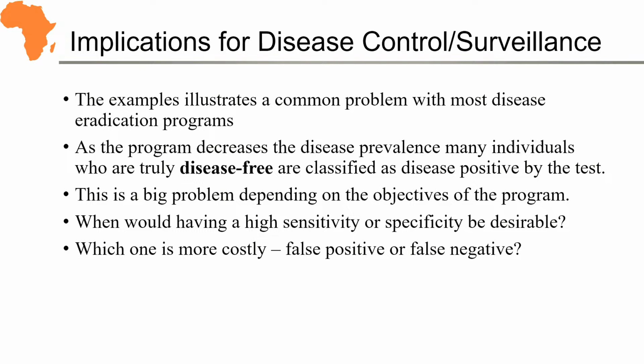The implications for surveillance basically means, number one, as the program decreases the disease prevalence, many individuals who are truly disease-free are classified as disease-positive by the test. So that is the increase in the number of false positives. This is a big problem depending on the objectives. When will having a high sensitivity or specificity be desirable? Which one is more costly? We have discussed that, right?